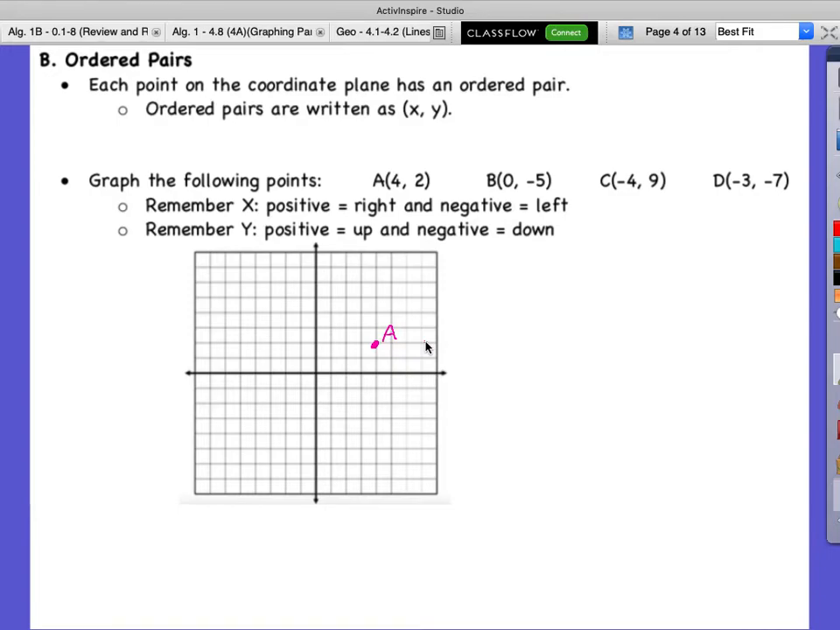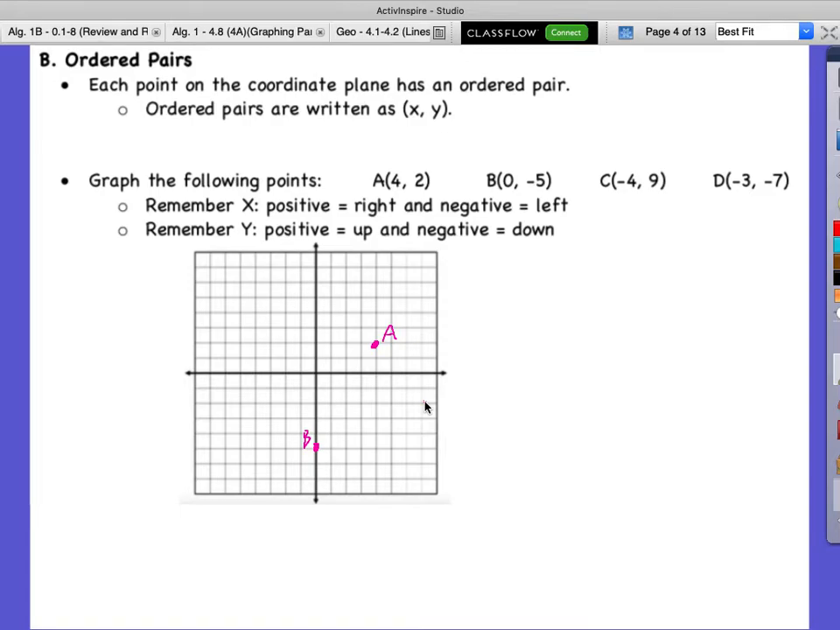Okay, Brady, where would we put B? From the origin, what do we do? Go up 5, but it's negative, so we go down. Yep. So you're right that it was dealing with the y-axis. We go 0 left to right, but we go 5 down because it's negative, okay?